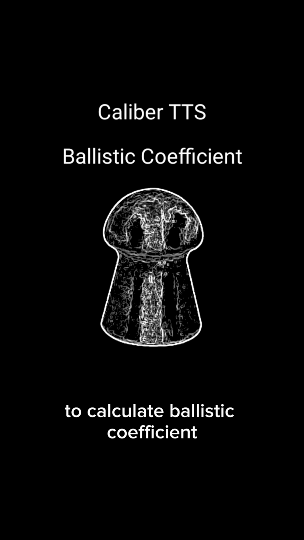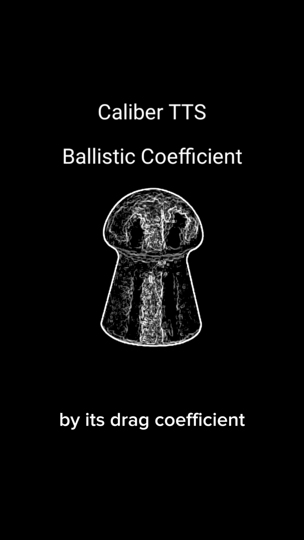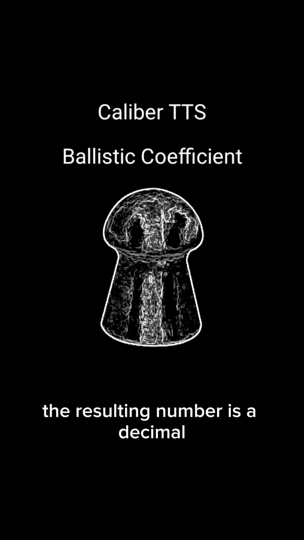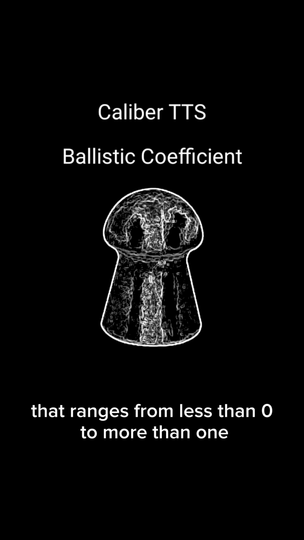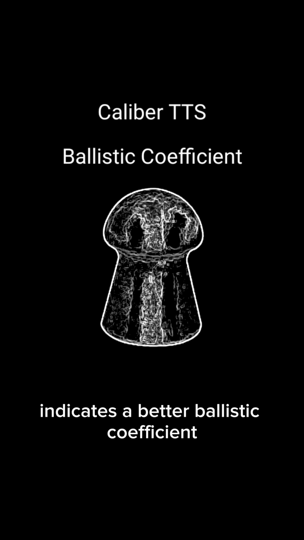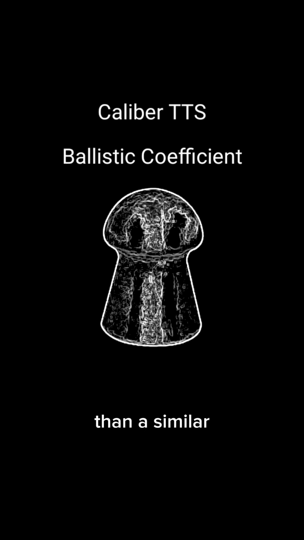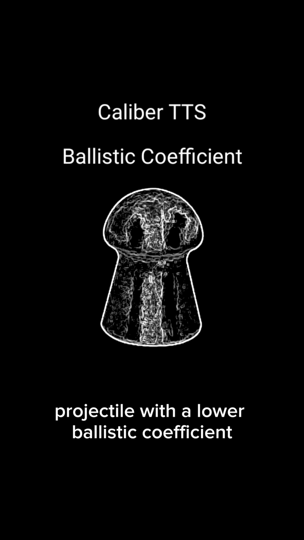To calculate ballistic coefficient, we divide the projectile's sectional density by its drag coefficient. The resulting number is a decimal that ranges from less than 0 to more than 1. A higher number indicates a better ballistic coefficient, meaning the projectile will travel farther and with greater accuracy than a similar projectile with a lower ballistic coefficient.